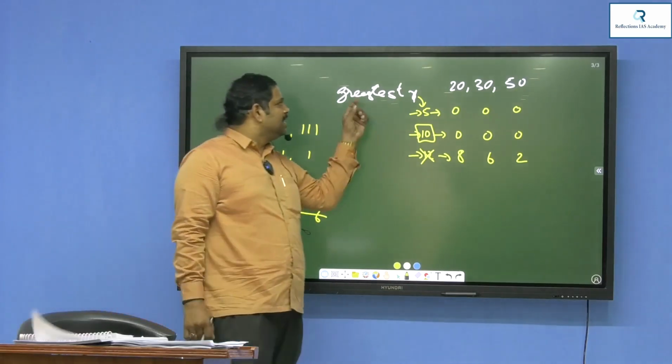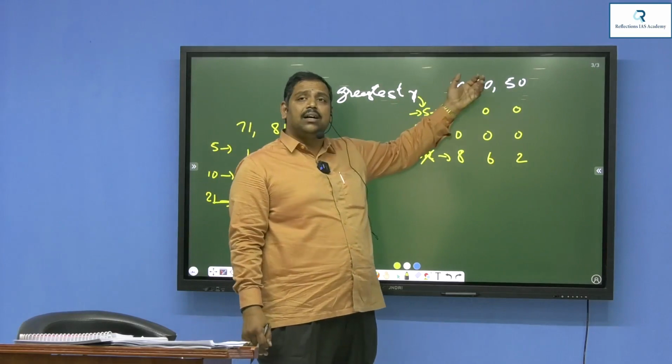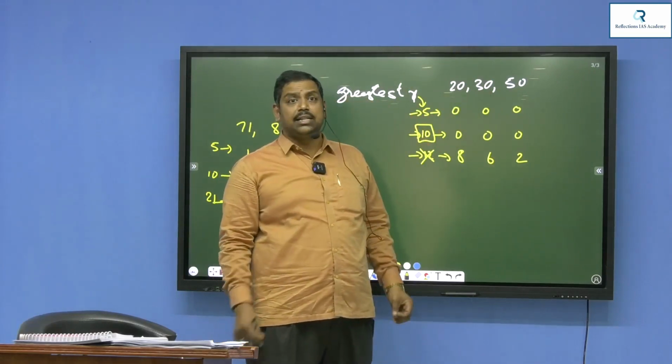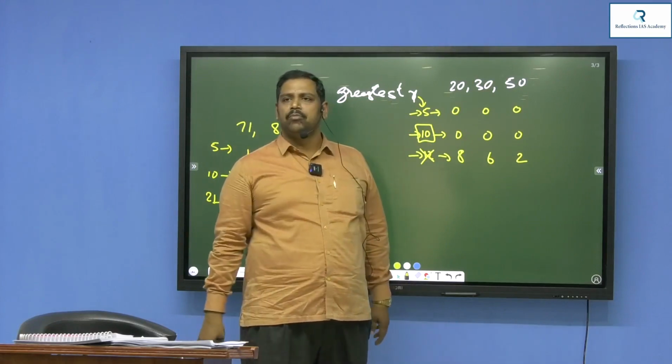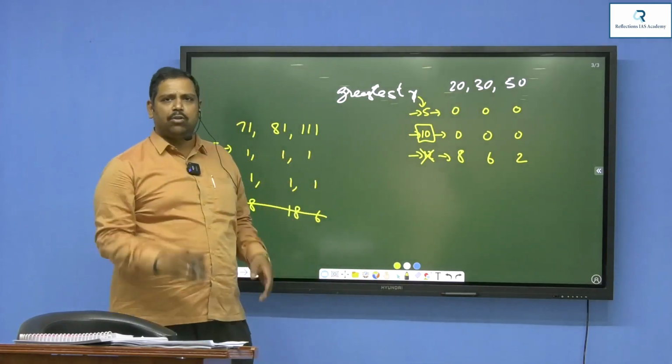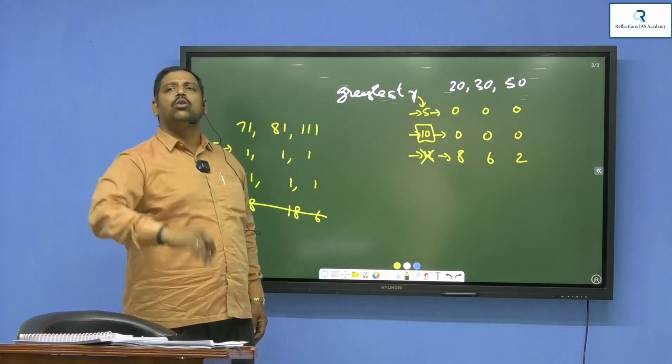If he said the greatest value of x such that it leaves the same remainder in each case, he is not specifying what the remainder should be. Then what I have shown you is the concept. Now how do we solve this?